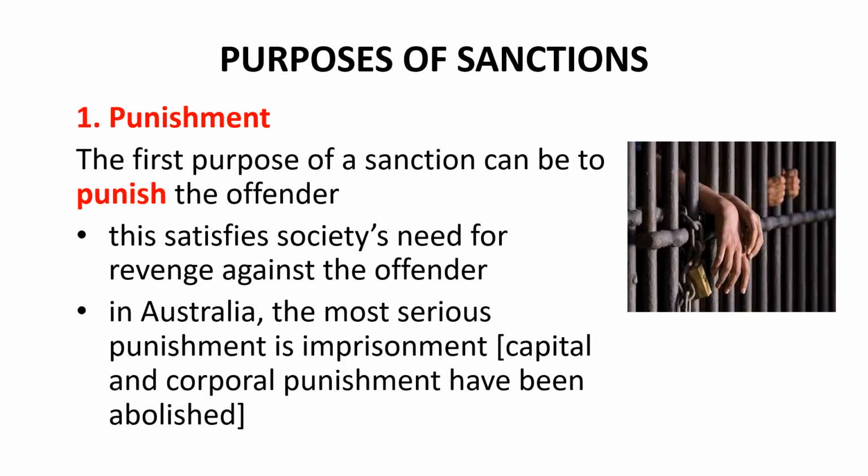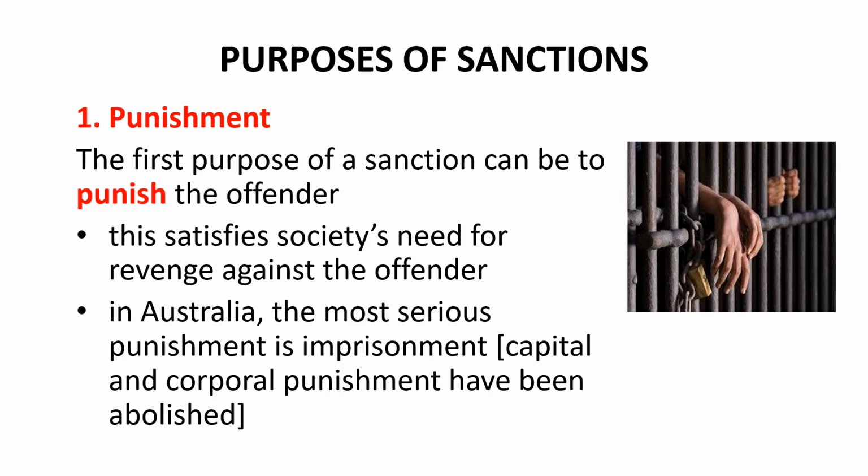The first purpose for imposing a sanction on an offender is punishment. This is an important purpose because punishing the offender for the crime that they have committed satisfies society's need for revenge against the offender. You can imagine that if offenders were not appropriately punished, then the victims, or perhaps their family or friends, would take the law into their own hands and impose their own punishment on the offender. This would represent a serious breakdown in the rule of law and social cohesion.